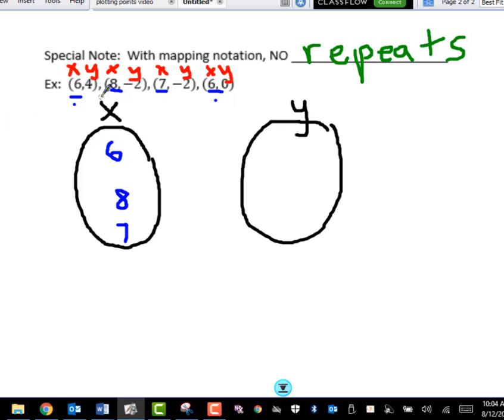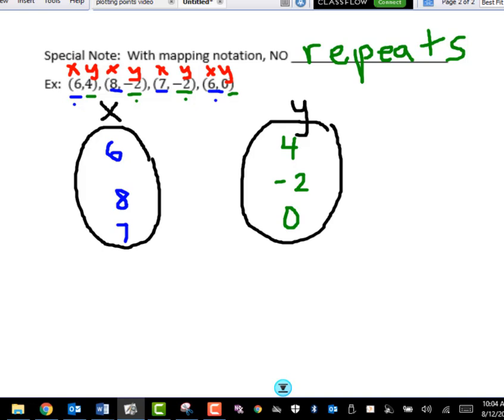Okay. And the Y numbers, I'm going to check to see if any of those repeat. I have 4, -2, -2, 0. Did any of them repeat? Yes, the -2 and -2. So I'm only going to write -2 one time. I'm not going to write it several times. So I'm going to put 4. I'm going to put -2. I am not putting -2 again because I already wrote it. And I'm putting a 0.